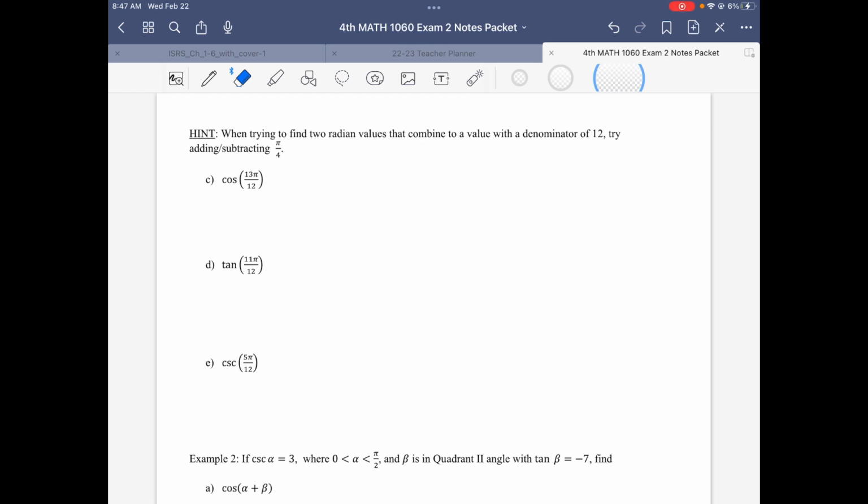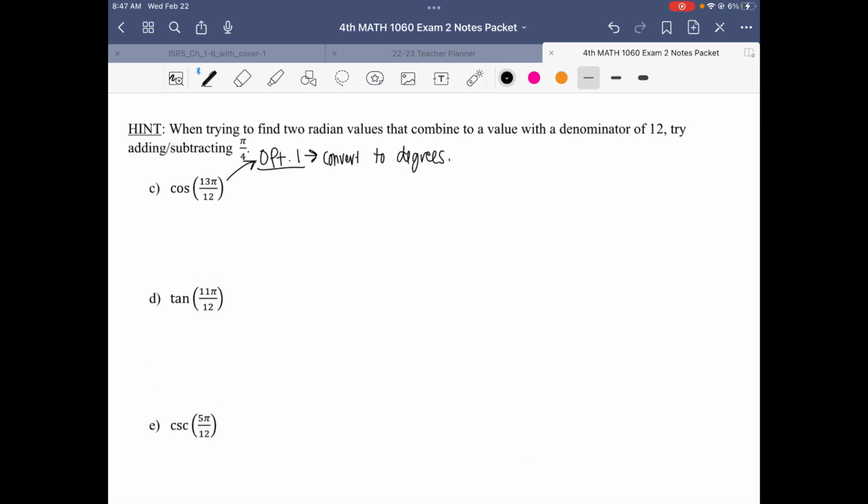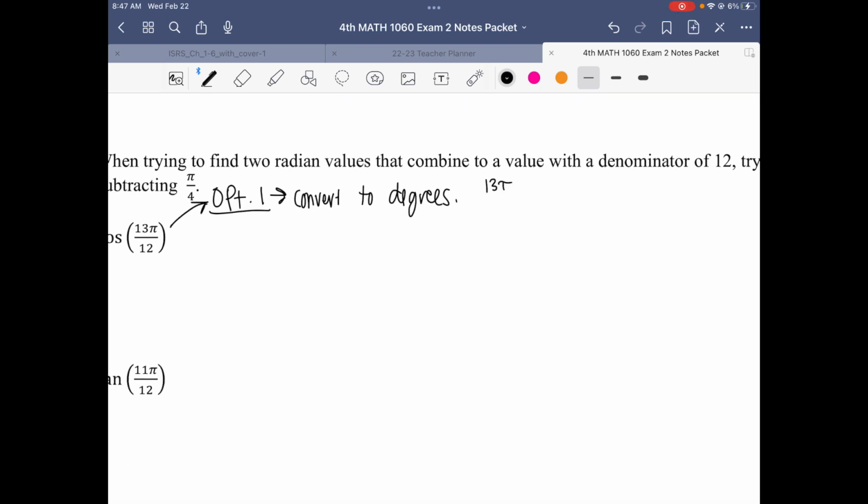So on this one, I just wanted to go over this one again. We rushed through it in class, and I just wanted to start over. With this, there are actually two options here. Option one is to convert to degrees. If we were to convert this to degrees, we would have 13 pi over 12, multiplied by 180 over pi, and this would come out as 195 degrees.